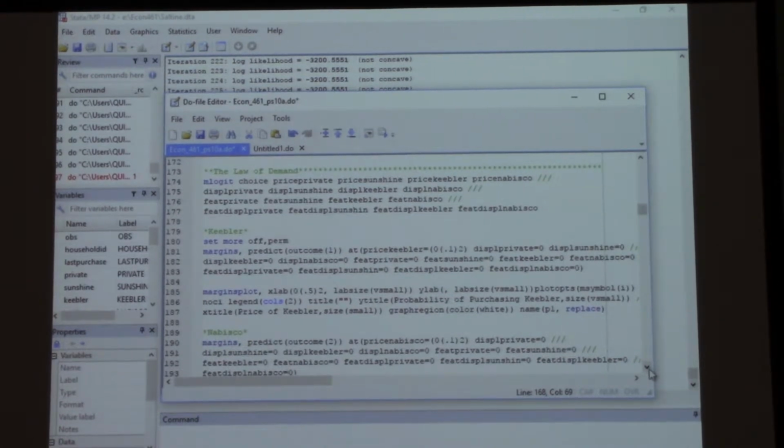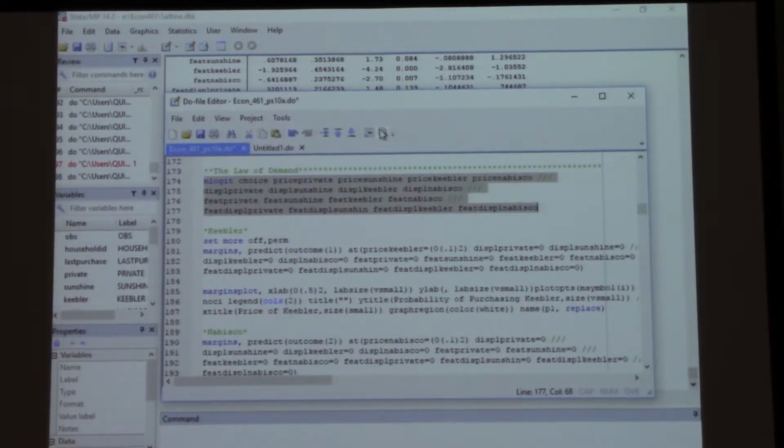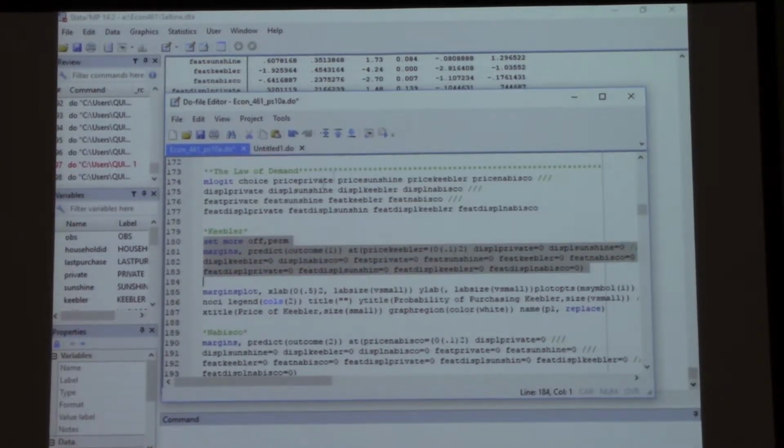Let's check the law of demand. So here's our regressions, the same regression we ran before. Remember, margins and margins plots is a post-regression command. Check the law of demand for Keebler. Outcome 1.